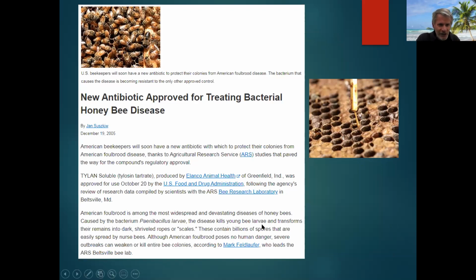So I found this here. This is from 2005 when it was approved. It says American beekeepers will soon have a new antibiotic with which to protect their colonies from American foulbrood disease. Doesn't that sound horrible? American foulbrood is among the most widespread and devastating diseases of honeybees. It's caused by a bacterium that I cannot pronounce. It kills young bee larvae and transforms their remains into dark, shriveled ropes. And then these little ropes contain billions of spores that are spread by nurse bees.